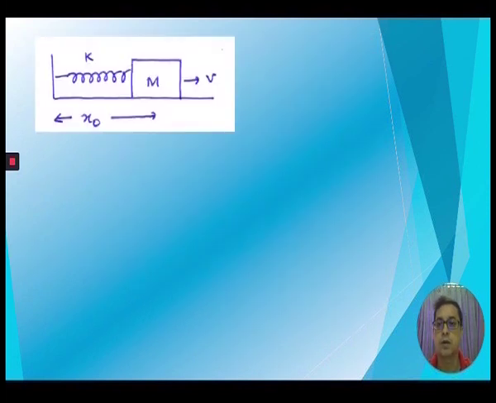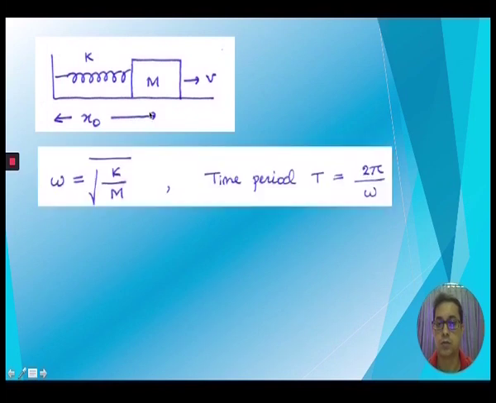Initially the situation is this: before case 1 and case 2, this is the situation. The mass block is attached to a spring of spring constant K, and that spring is attached to a rigid wall here, and x naught is the equilibrium position here. So immediately you can write down that your angular frequency would be square root of k by m, and the time period is obviously T is equal to 2 pi by omega.